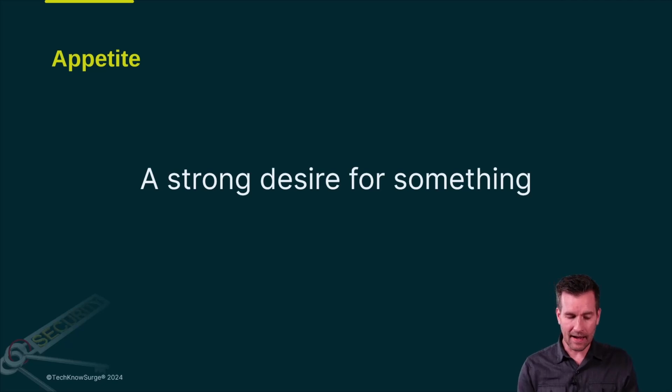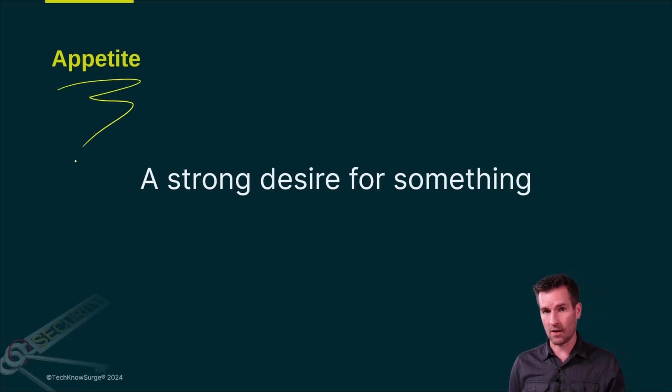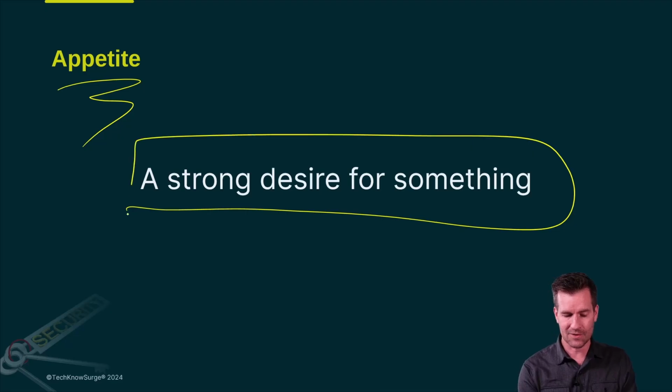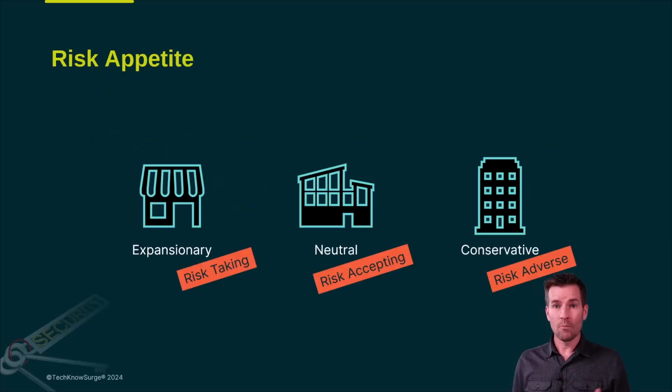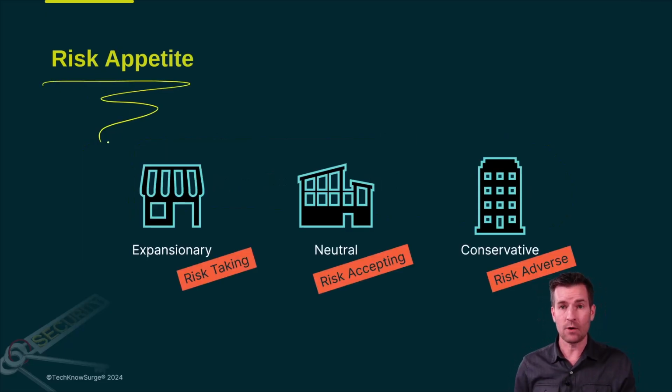Now, I'm not a big fan of the word appetite in this case. Appetite means a strong desire for something. Well, a company doesn't have a strong desire for risk. And so it's really a little bit mislabeled as far as I'm concerned. Here again, getting into that semantics game. It's mislabeled because you don't have a desire for risk, but you're willing to take on a certain amount of risk to be able to do business and expand. But here we are. The term risk appetite really does mean that. How much risk are you willing to take on as a company?